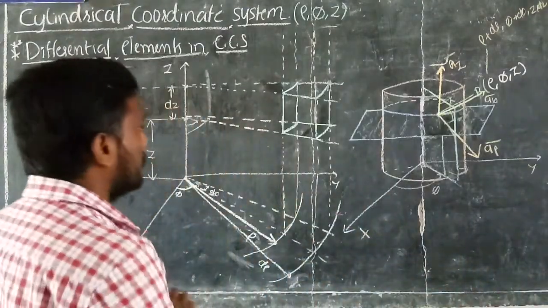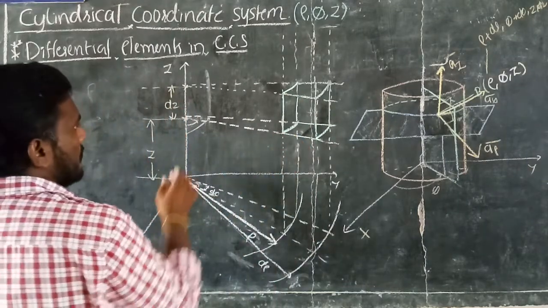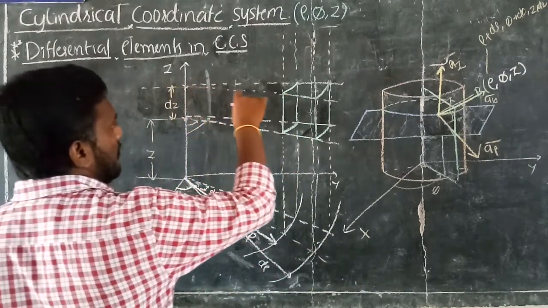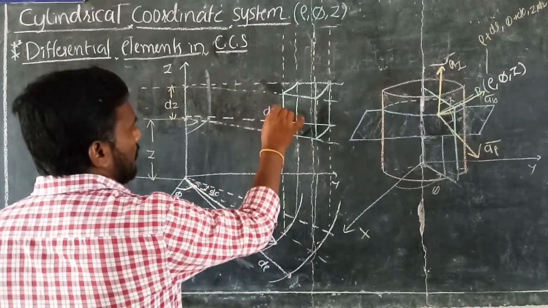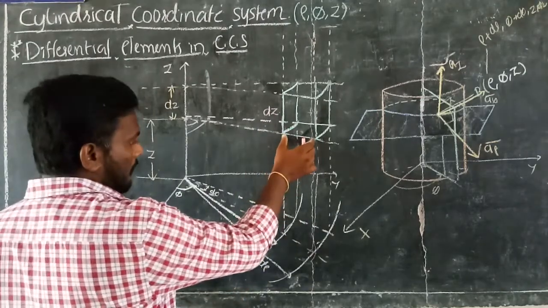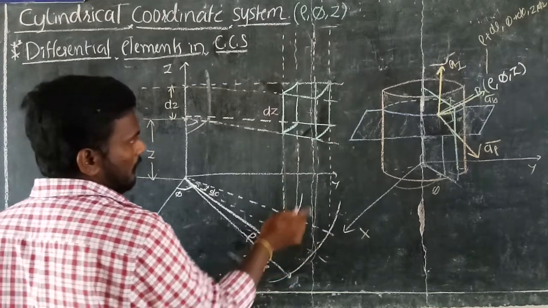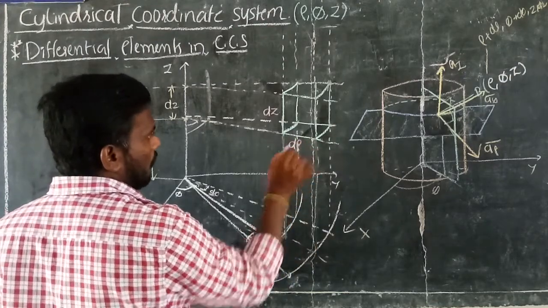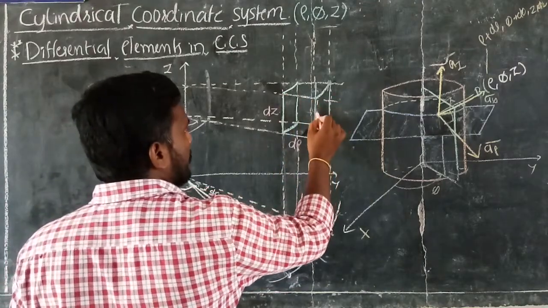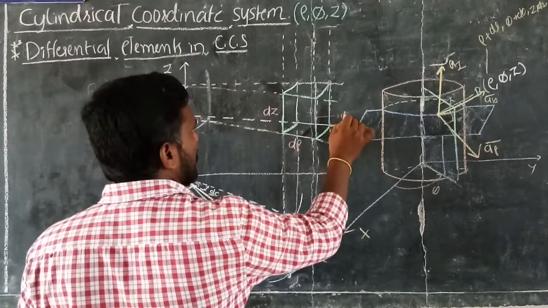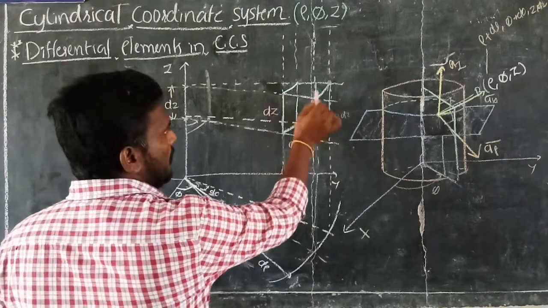Now tell me, what is the length of this side? How much length does this edge have? See, this clearly indicates that this length is dz. Now tell me this length. It is d rho. If this is dz, this is also the same, dz. This is also dz, this is also dz. And if this is d rho, this is also d rho, d rho, d rho.